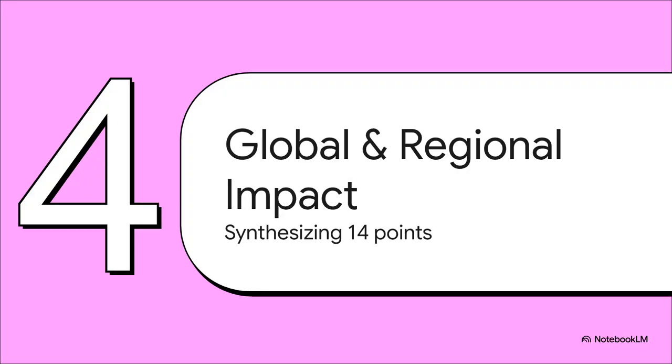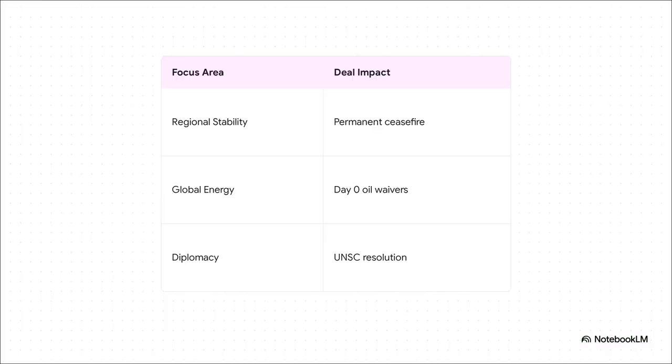Which brings us to Chapter 4, Global and Regional Impact. How do these 14 interlocking points actually translate into wider geopolitical reality? Well, the impact of this deal really spans 3 major focus areas. First, for regional stability, point 1's permanent ceasefire across all fronts fundamentally halts immediate conflict.